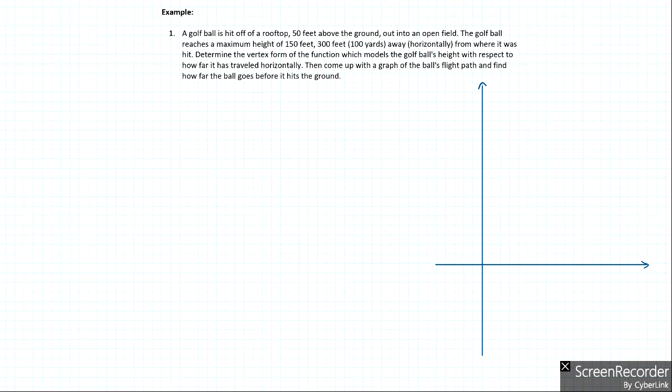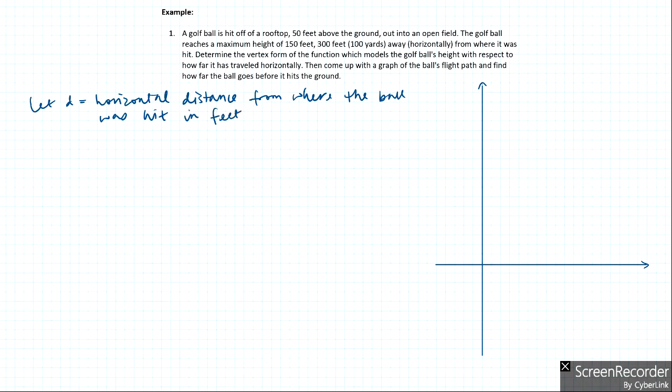And to write the vertex form of the function, again, we want to talk about how we can describe things using the form first. And here we have the height of the golf ball and the horizontal distance of the golf ball. So I'm going to go ahead and define the variables first. So we can let d equal the horizontal distance from where the ball was hit, measured in feet, since the information we're given is in feet.